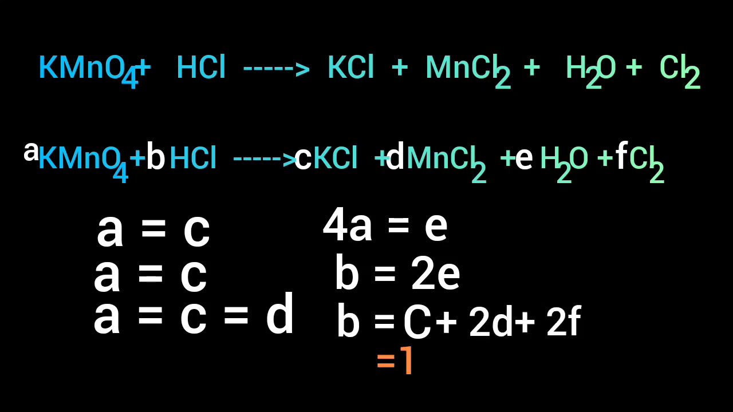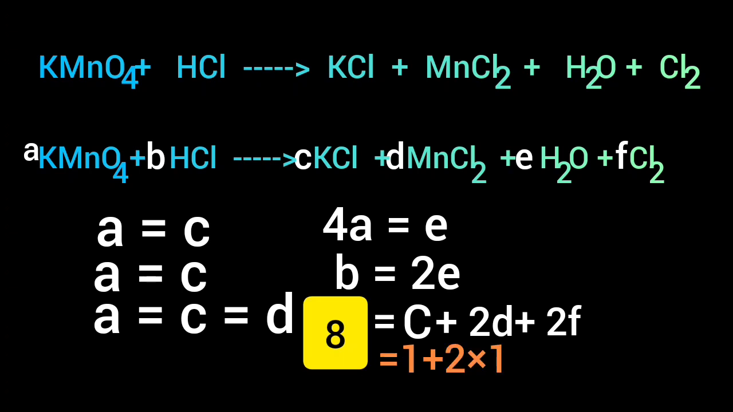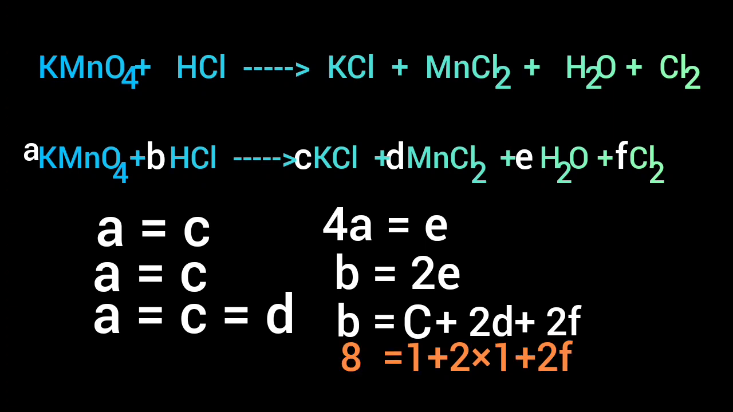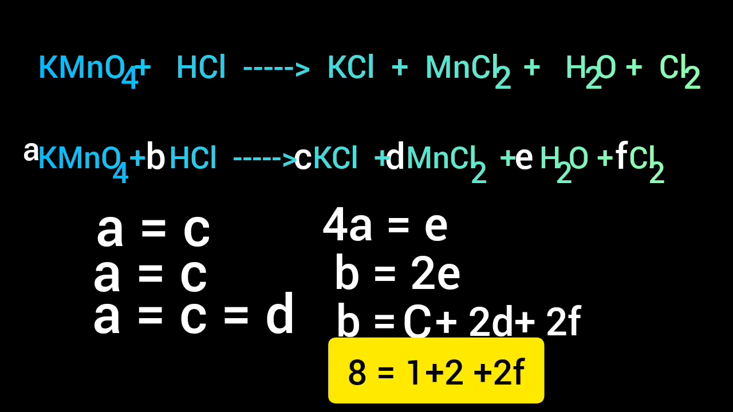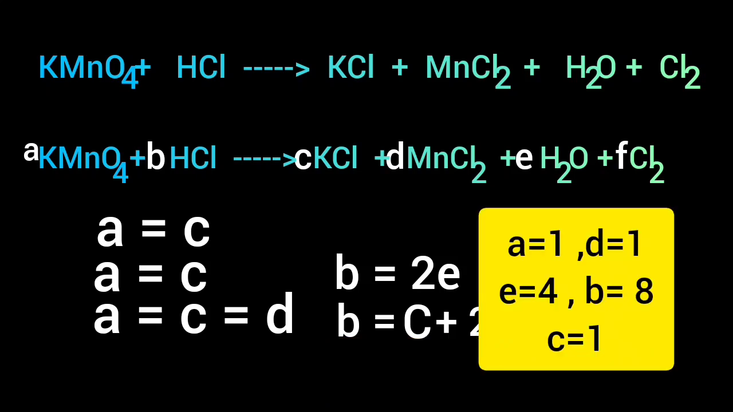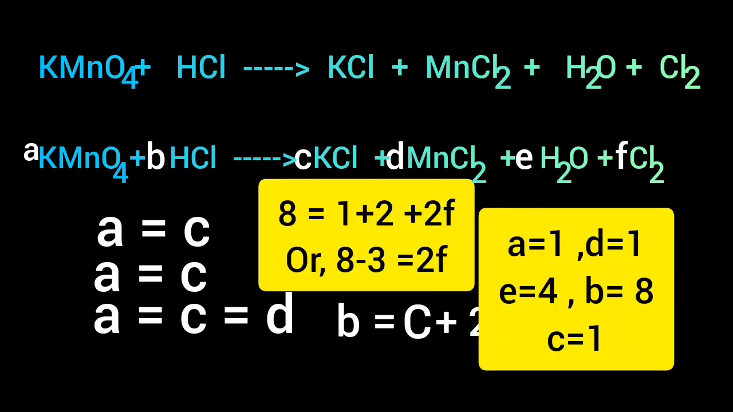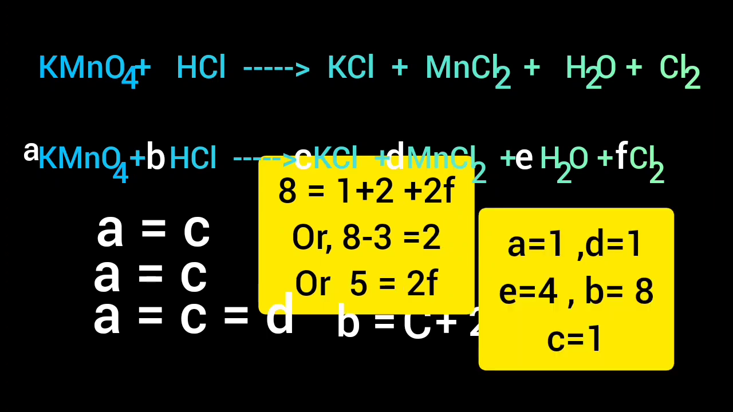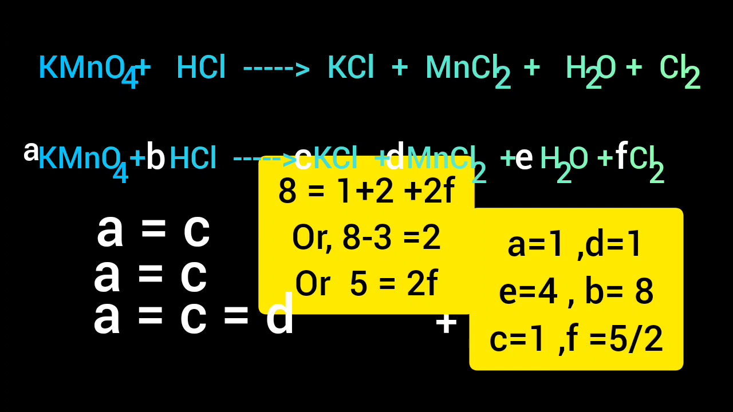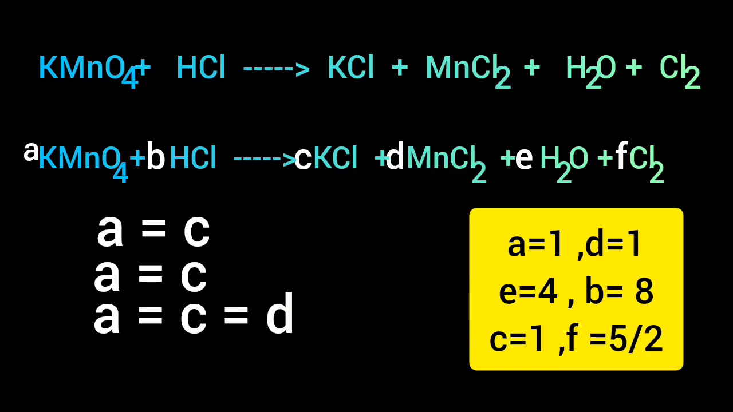You know c is equal to 1, d is equal to 1, and you have to find the value of f. So 8 is equal to 1 plus 1 plus 2f. Or you can say 2f is equal to 8 minus 3, or 2f is equal to 5, or f is equal to 5 by 2. Then f is equal to 5 by 2. Then the equation is balanced.